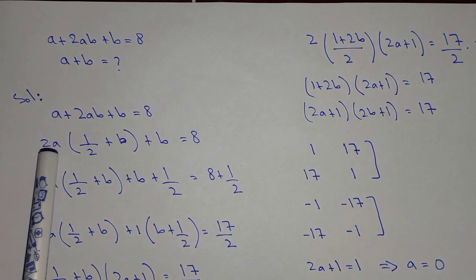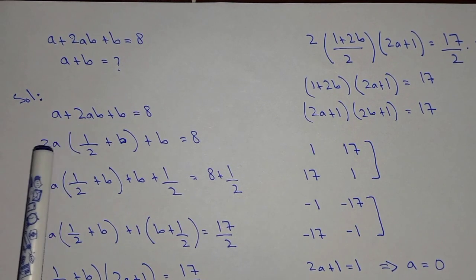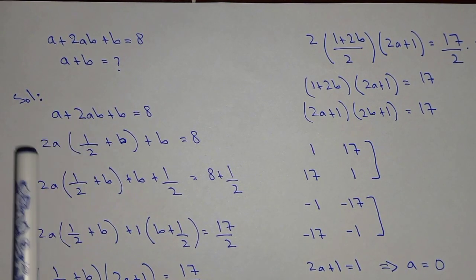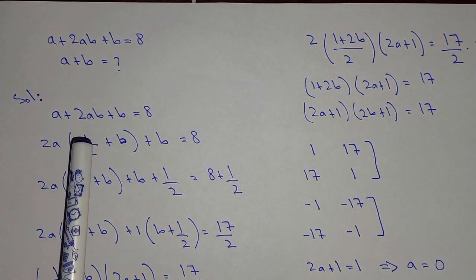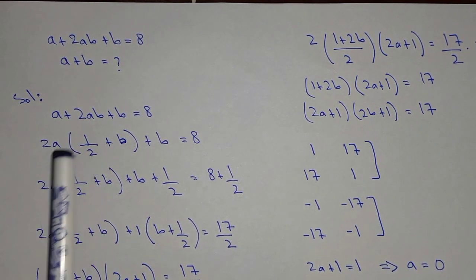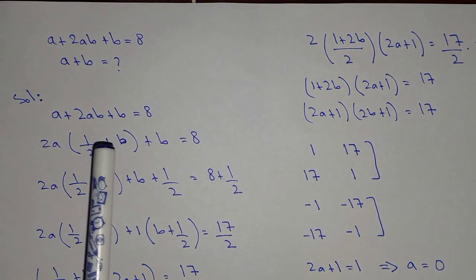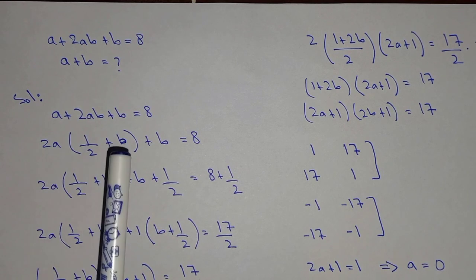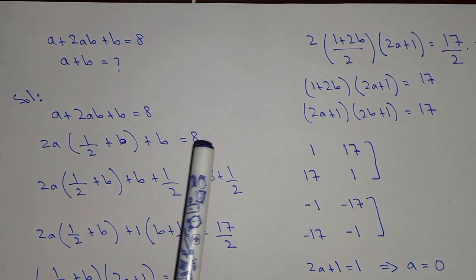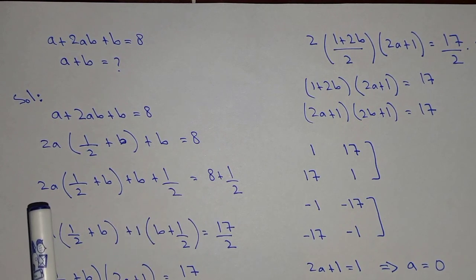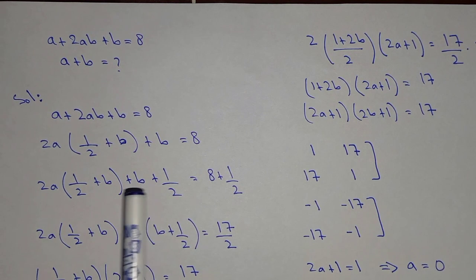Taking 2a common, we know that a is common, but we are taking the 2a, so in the bracket we will have 1 upon 2, because 2a into 1 upon 2, the 2 will be cancelled and the a will remain. So plus b, 2a multiplied by b, that will be 2ab, plus b the same, equal to 8. So here we have 2a and half plus b, that is same, plus b.